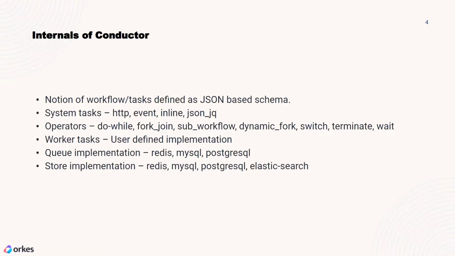Now the operators are like programming constructs. We have do while as a loop. Fork join, like if we want to execute the jobs in parallel, then we can use fork join. A sub workflow, again, it's a task, so it is a workflow inside workflow kind of analogy. The dynamic fork means we want to execute something in parallel, but we don't know how many parallel streams we are going to create. So that's where the dynamic fork comes into the picture.